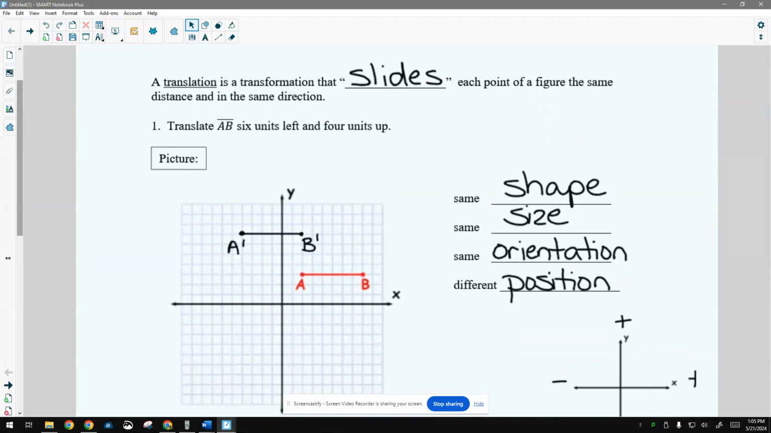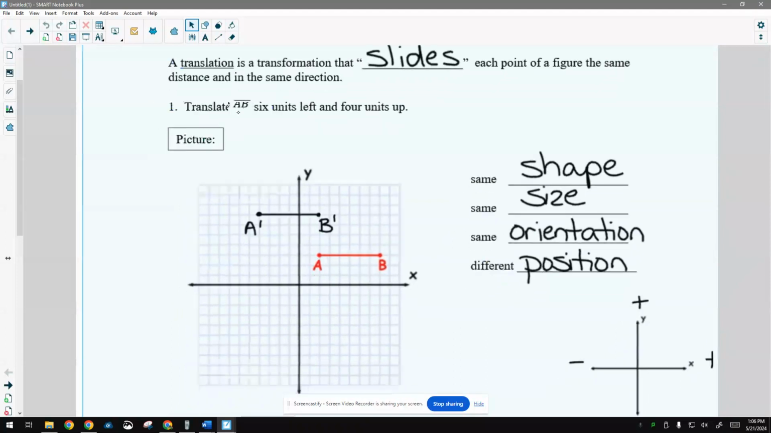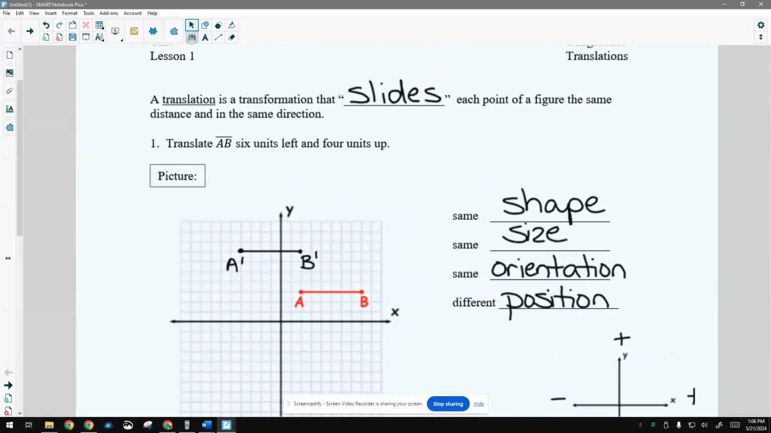We're going to focus on the translation today. One transformation we're going to talk about is a translation, which is a slide. Each point slides the same distance in the same direction. So when you're looking at a doggy, it's a little easier. When we're looking at a line segment, this means line segment, right? Line segment. We're going to translate that line segment 6 units left and 4 units up.